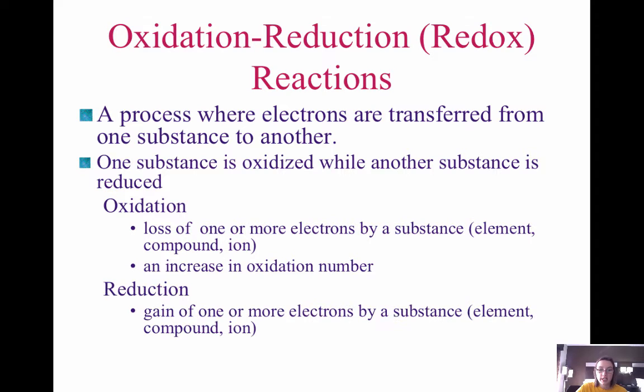And then reduction is when you gain electrons. So when an element, a compound, or an ion gains electrons, its oxidation number is going to decrease. It's going to become more negative because electrons are negative. Now, with oxidation and reduction, one cannot occur without the other. They're a pair, just like an acid and a base, so they always have to occur together.